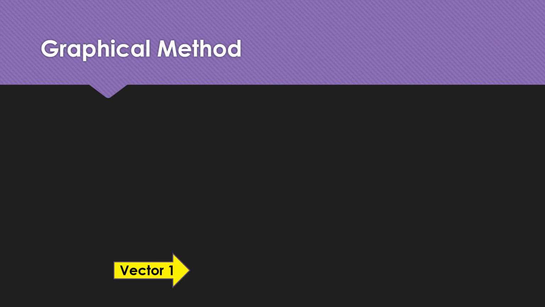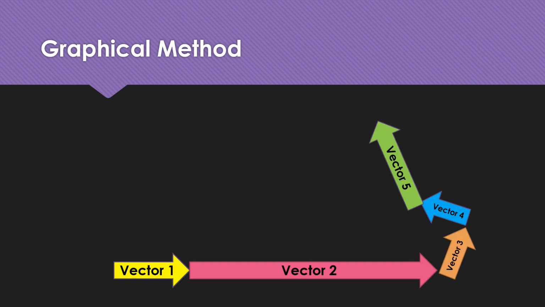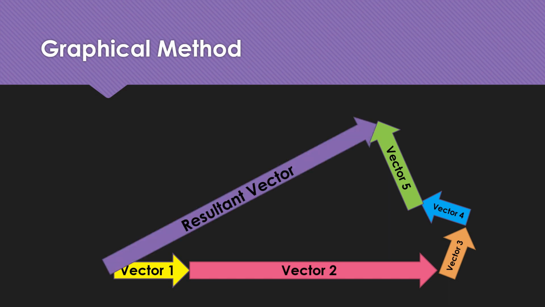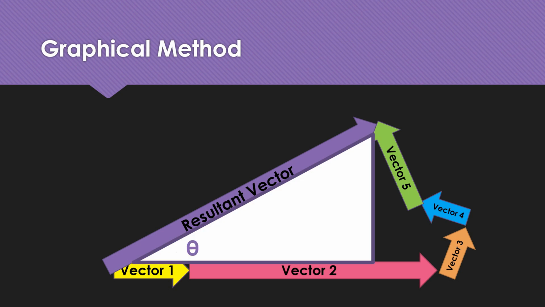The process is the same even if we have numerous vectors. Just like before, start with the first vector and finish with the tip of the last vector. Do you see a right triangle? This right triangle will serve as your guide in finding the direction in the form of an angle theta.